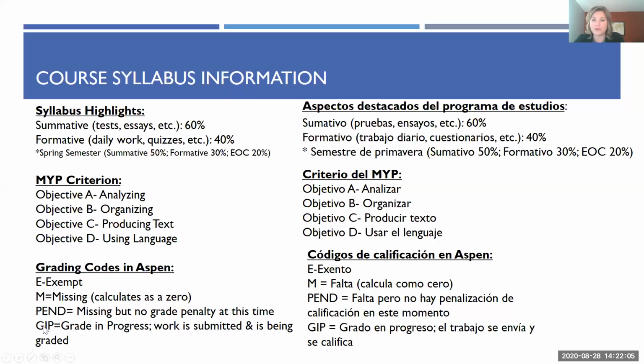It means that I've received the assignment, it's just taking me a little bit longer to grade it because maybe it was an essay or something that takes time to read and grade for the students and give them good quality feedback on that work. So you'll see GIP show up. It means your child has submitted the work. It's all good. It's just taking a minute to grade it.